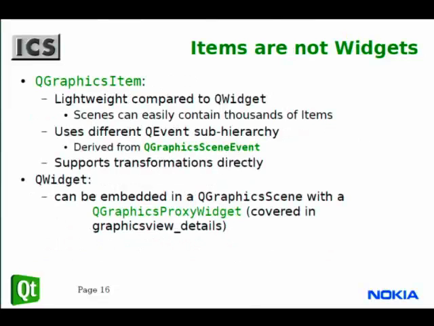Thing to understand, though, is that a QGraphics item is not a widget. It is not derived from QObject, and that makes it much more lightweight. This makes it possible for scenes to easily contain thousands of items. Another thing to keep in mind, they use a different Q event hierarchy. This is primarily because we're dealing with different coordinate systems, and the QGraphics scene event supports floating point coordinates. But there are other differences as well.